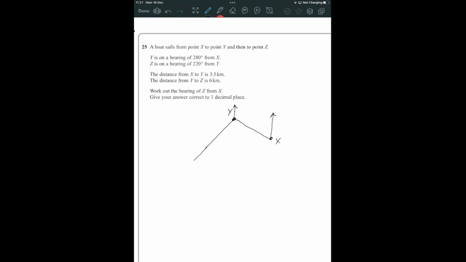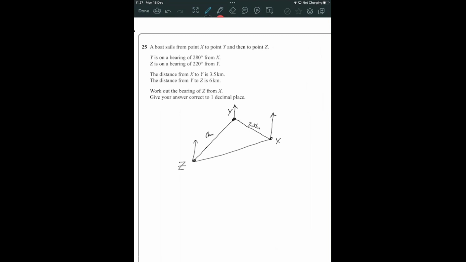And I'm looking at the distances as well. Y to X is 3.5. Y to Z is a bit further, is 6. So there's my Z. Let's connect it up. Okay. And again, I would suggest redrawing this a couple of times to make it look reasonable.